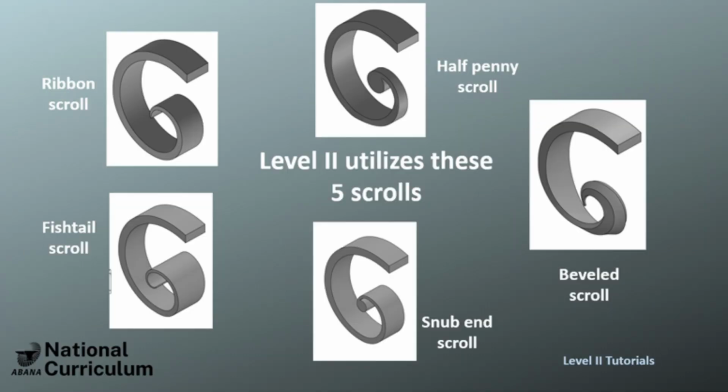Let's get to the scrolls that we want to make. We will start with the ribbon scroll, which is just tapered and stays the same width. And the fishtail scroll, that's tapered and gets wider at the end. Then we have 2 snub ends. The half penny is the easier one. And then the snub end scroll, or sometimes called solid snub end. And at the end, we go into the beveled scroll.